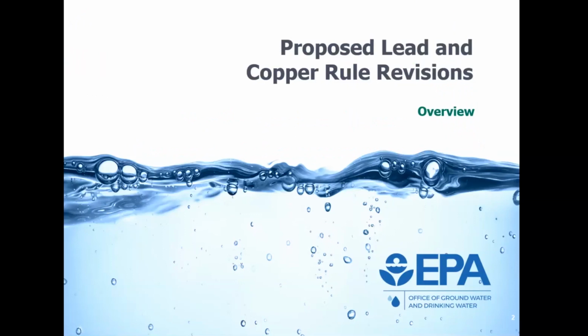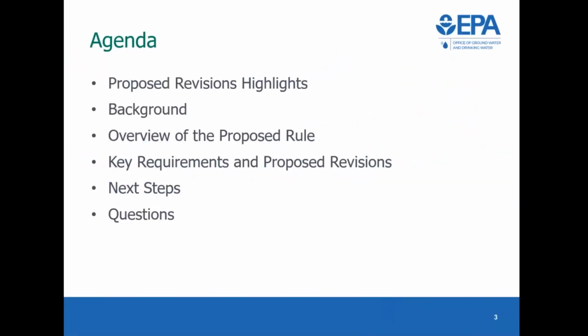Last year, we issued a Federal Register notice providing proposed revisions to the LCR. And today I'd like to go over some of the highlights of those revisions, discuss some of the background of the original LCR, provide an overview of the proposed rule and its requirements, and really focus in on 6 key requirements of those proposed revisions. And then I'd like to close with talking about some next steps in the regulatory process, and then I'm available for questions.